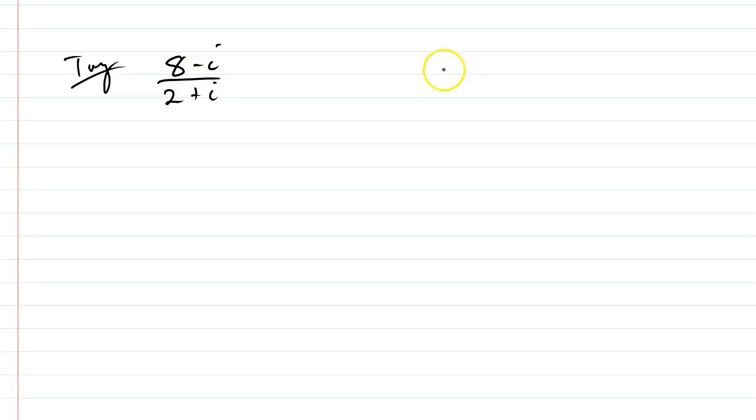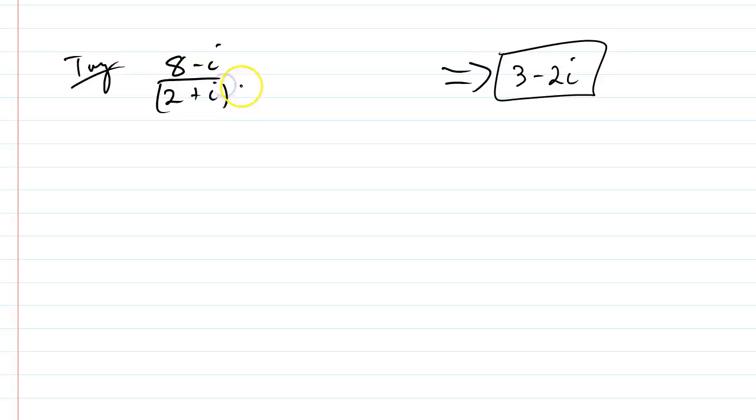Okay, so if you work things out, I'm not going to show all the work here. You're going to get 3 minus 2i as your final answer. So just make sure you're doing this. You're multiplying the bottom by 2 minus i, and the top by 2 minus i, and FOILing each out and doing the butterfly.